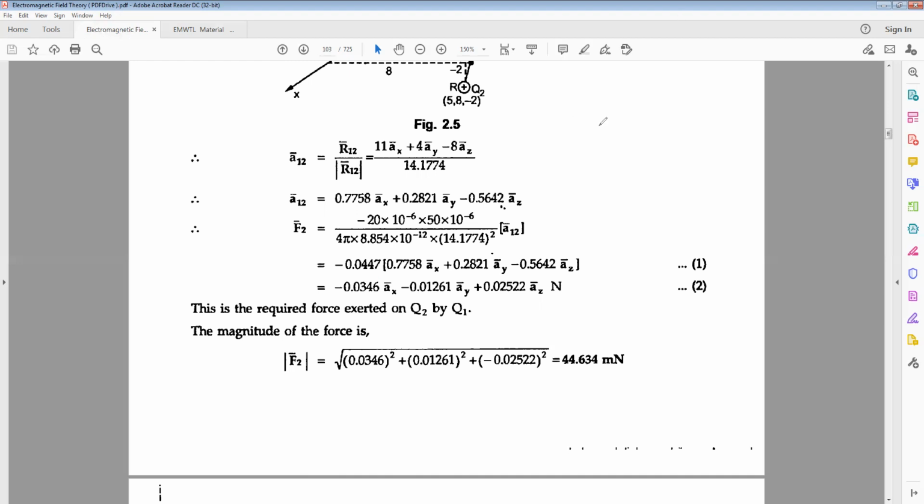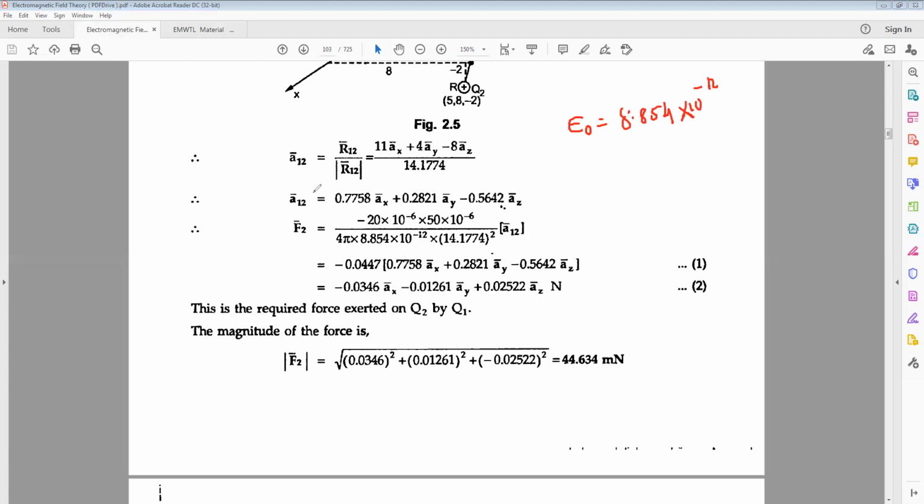Epsilon naught is equal to 8.854 into 10 to the power of minus 12. This is a standard value, my dear students. And we got the magnitude as 40.1774 over R1 square, A12.